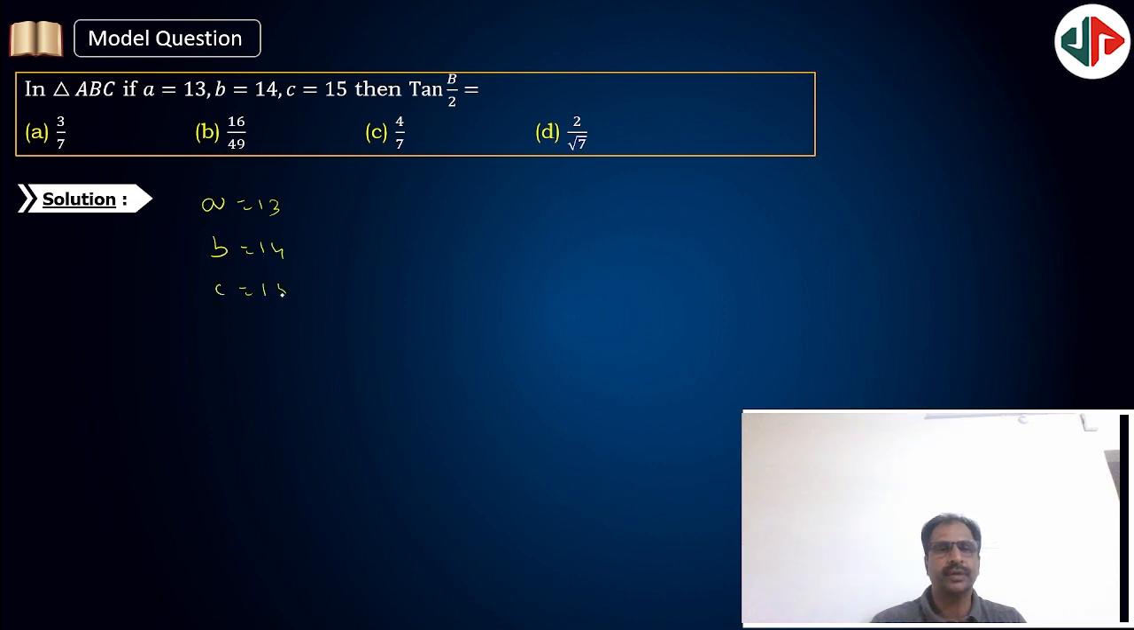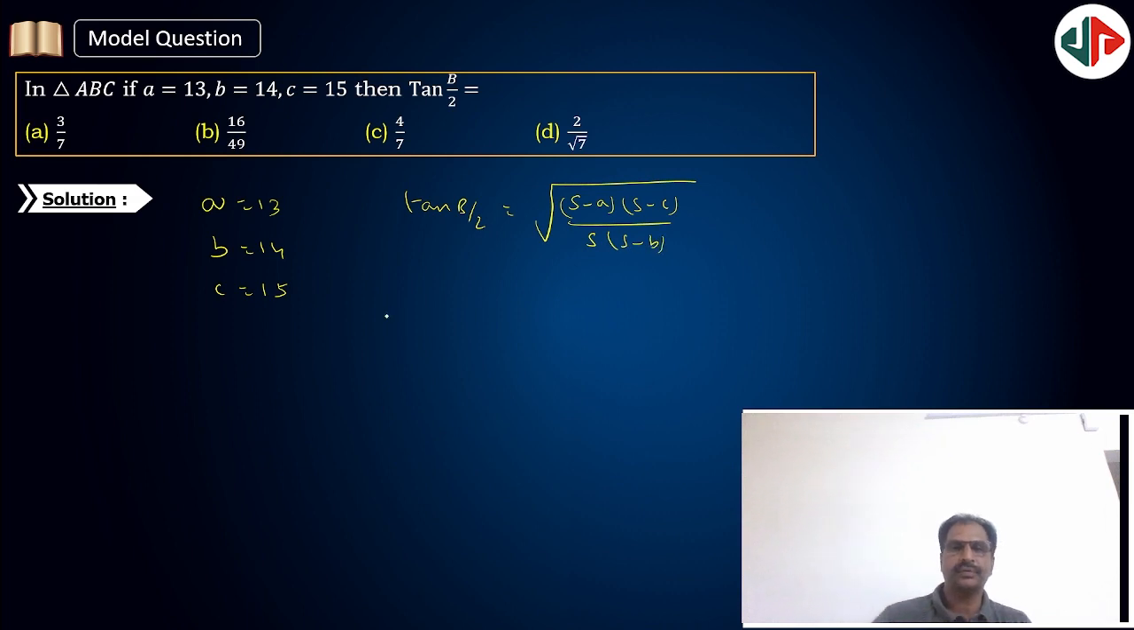And we have to find tan B by 2. What is tan B by 2? From the half angle formula, it is under root (s minus a) into (s minus c) by s into (s minus b). This is the formula for tan B by 2 from the half angle formula.